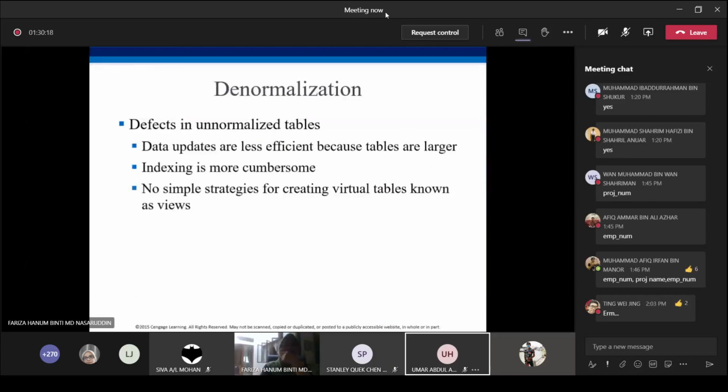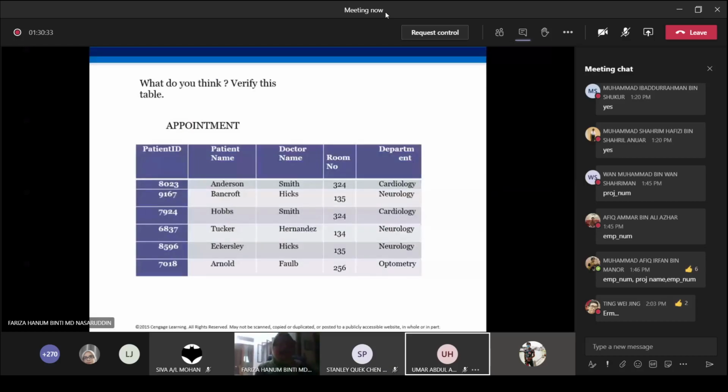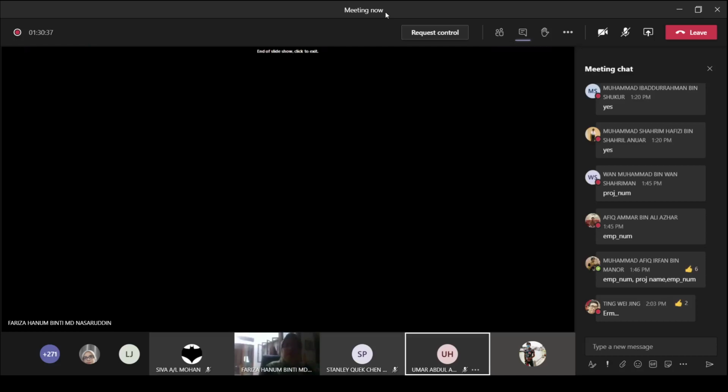What else? Defects in unnormalized tables: data updates are less efficient because tables are larger, indexing is more cumbersome, and there are no simple strategies for creating virtual tables known as views. Okay, all right, this is it.